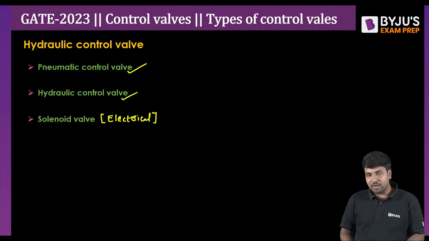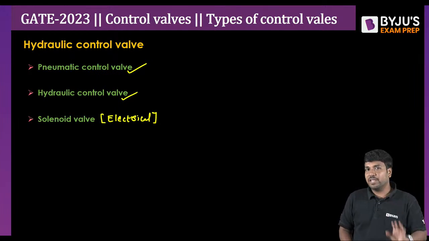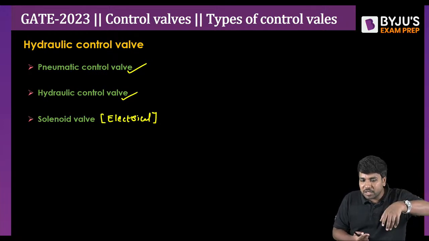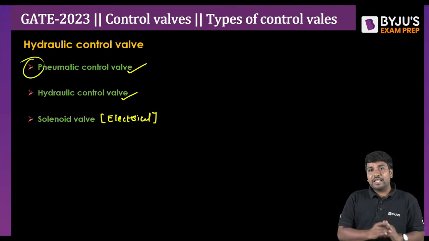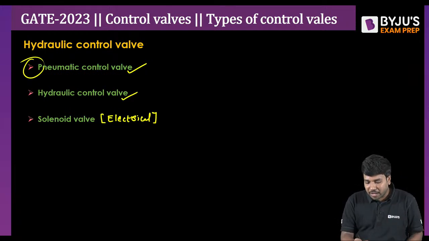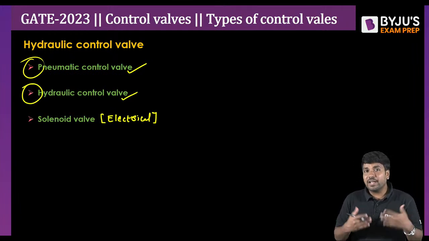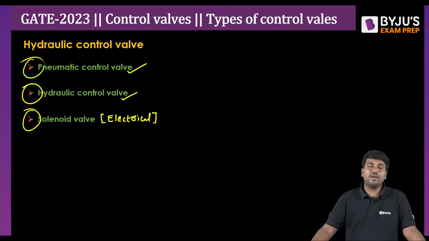In a simple language, we have discussed several times that depending upon the stem movement, the output fluid flow rate will change. But how do you change the stem movement? Will you apply the air pressure to change the stem movement? If so, then that would be called a pneumatic type control valve. Suppose you apply the liquid pressure to change the stem movement, then that would be called a hydraulic control valve. Suppose you apply the electrical input to change the stem position, then that will be called a solenoid valve, or we can call that an electrically actuated valve.